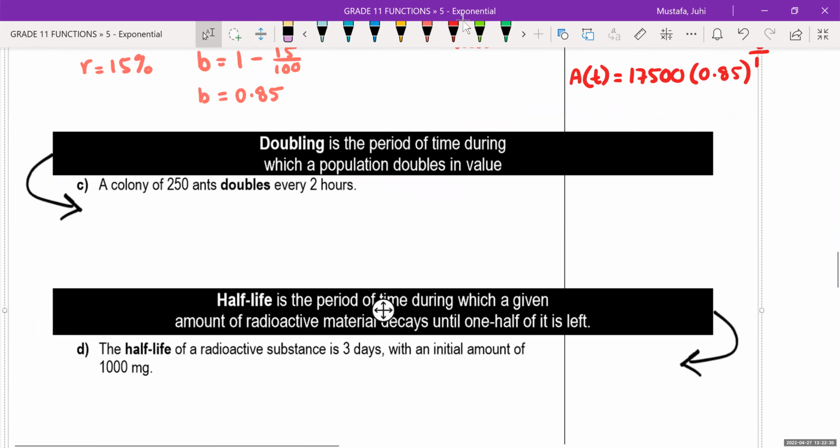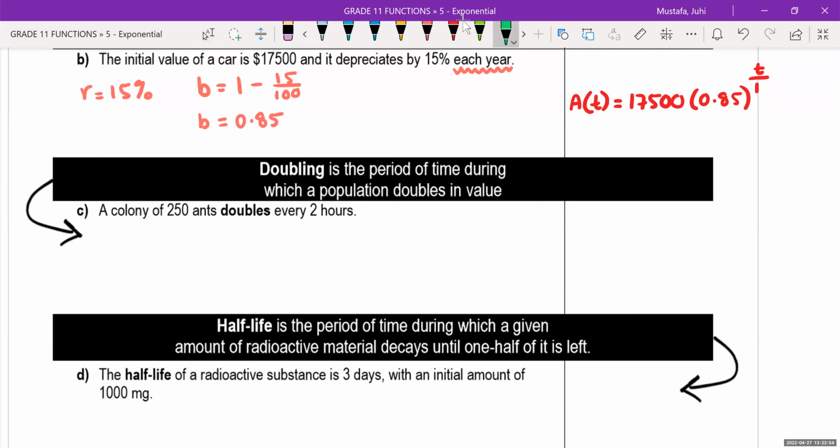Okay. Just as a reminder, what does the word doubling mean? Doubling is the period of time during which a population doubles in value. And we don't even really need to find the b value here, because anytime it's doubling, we know it's going to be 2. Let's not even worry about doing the math for that. I see the word doubling, I know it's going to be 2.